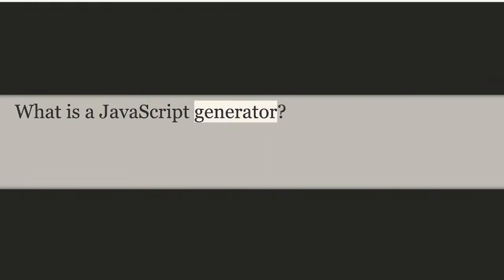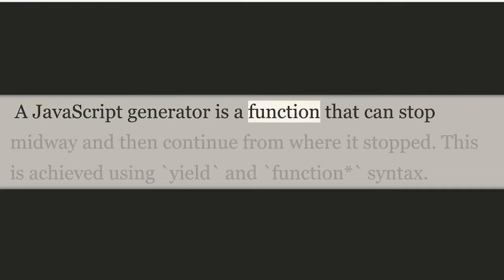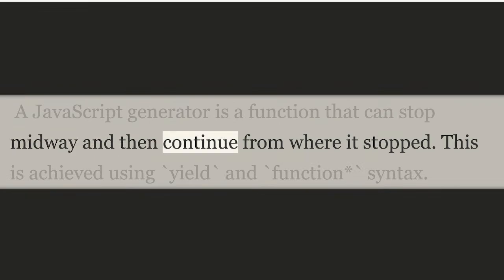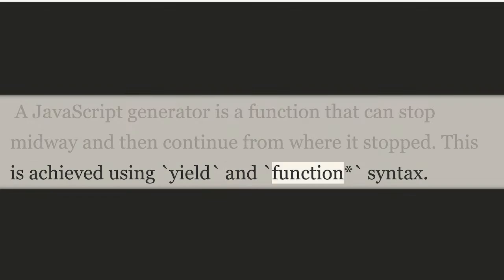What is a JavaScript generator? A JavaScript generator is a function that can stop midway and then continue from where it stopped. This is achieved using yield and function asterisk syntax.